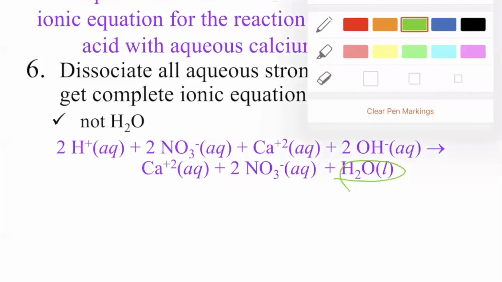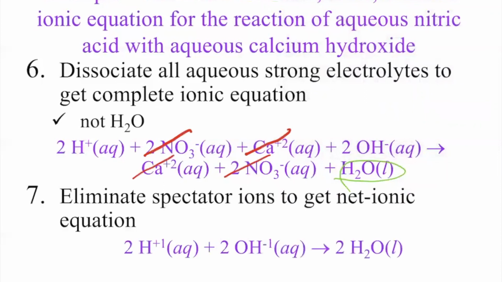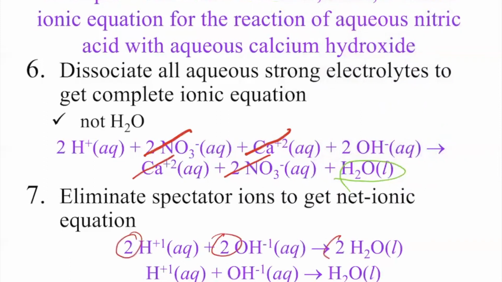Your ionic equation. To get the net ionic, you're going to cancel everything that appears on both sides. And from there, you get your net ionic equation. Always reduce it. Remember, you want to reduce it, so since everything has a 2, just reduce it.